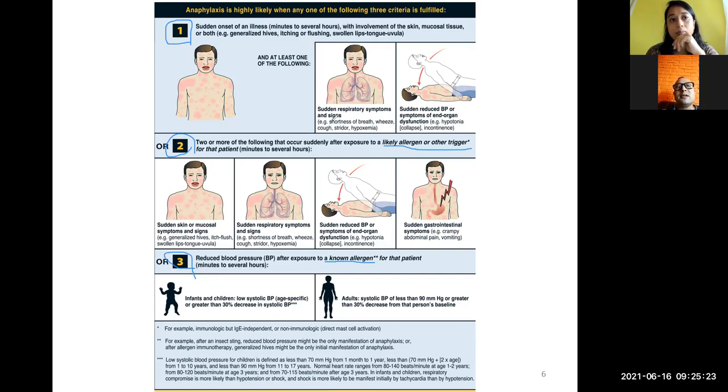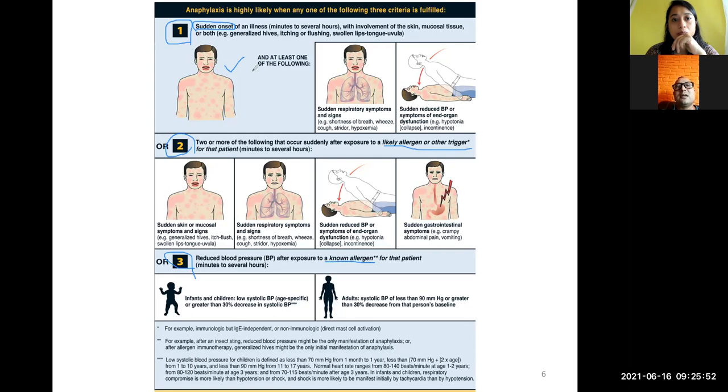So, in criteria number one, given that there is no obvious exposure to any allergen, the criterion is the presence of sudden onset of an illness, which occurs within minutes to several hours, with involvement of the skin or mucosal tissue, or both. For example, generalized hives, itching or flushing, or swollen lips, tongue, and uvula.